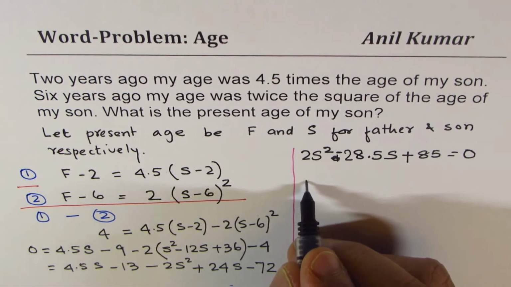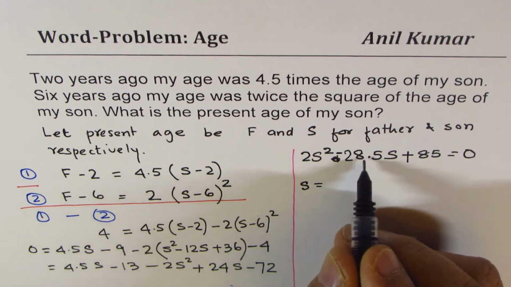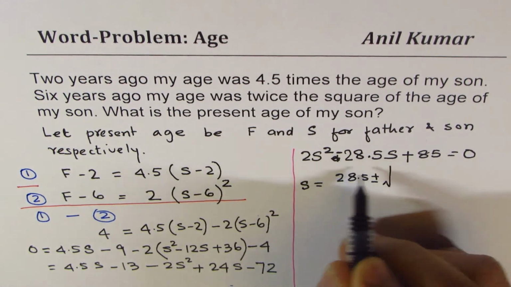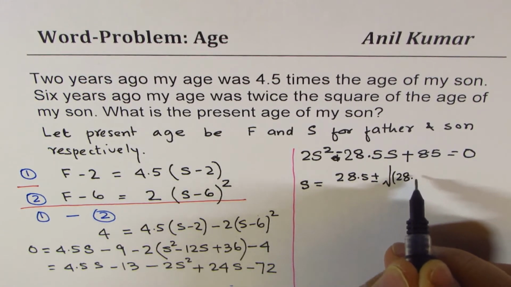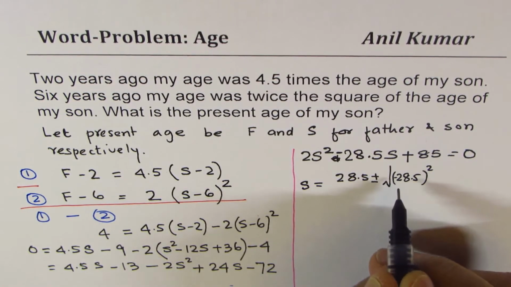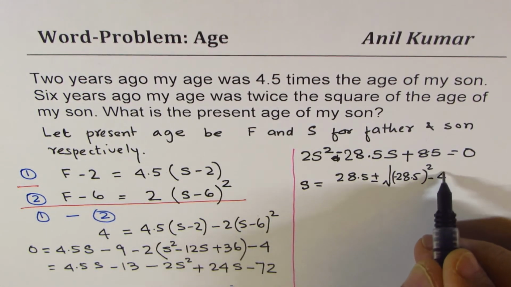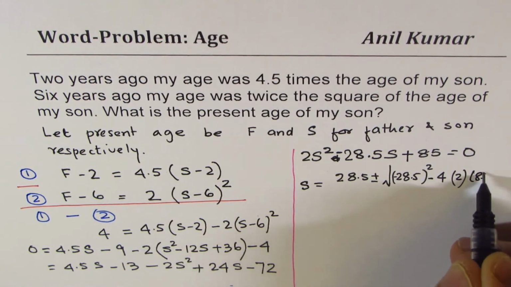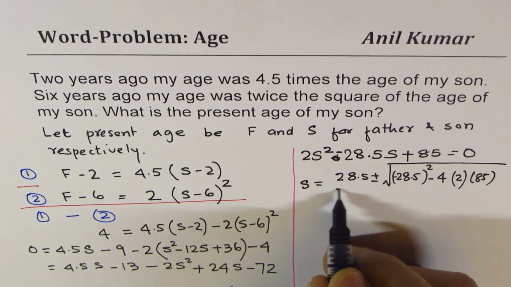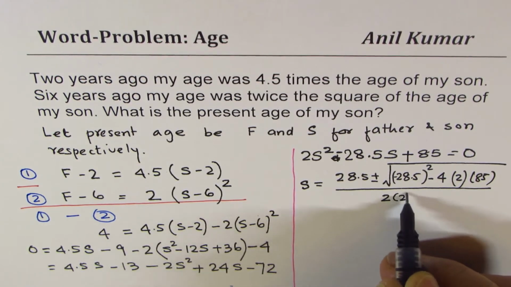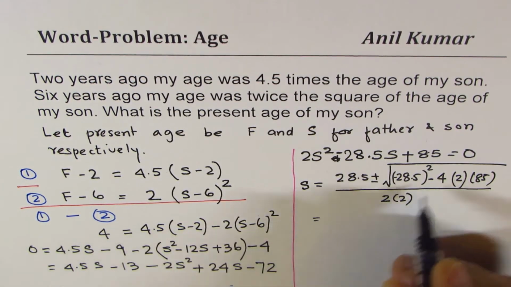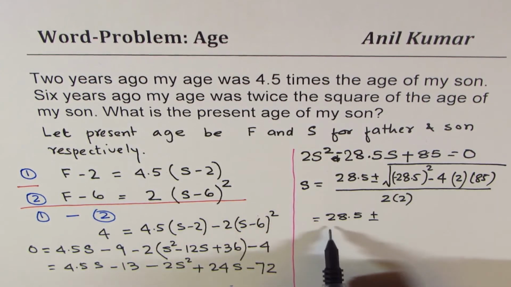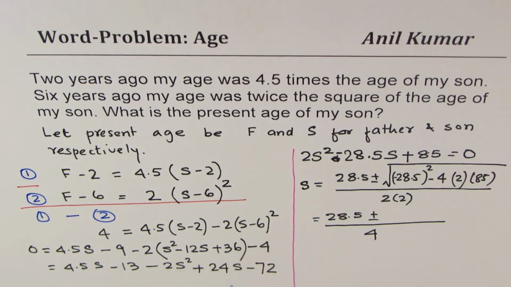So the solution of the quadratic equation is s equals minus b, which is 28.5, plus minus the square root of this term, which is 28.5 whole square. So even if you write negative, it becomes positive, minus 4 times a, which is 2, and c is 85, square root, divided by 2 times 2. Correct? Now you have to use a calculator to figure this out. So we have 28.5 plus minus, we'll see what this is, divided by 4, right?